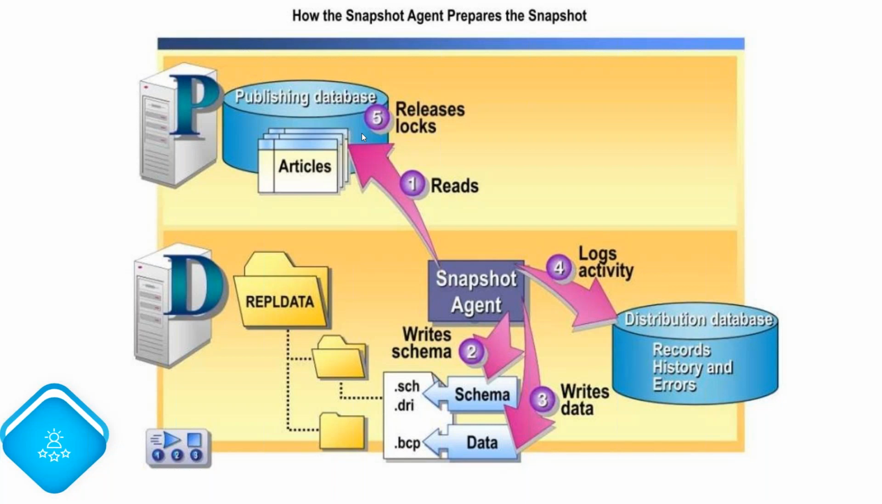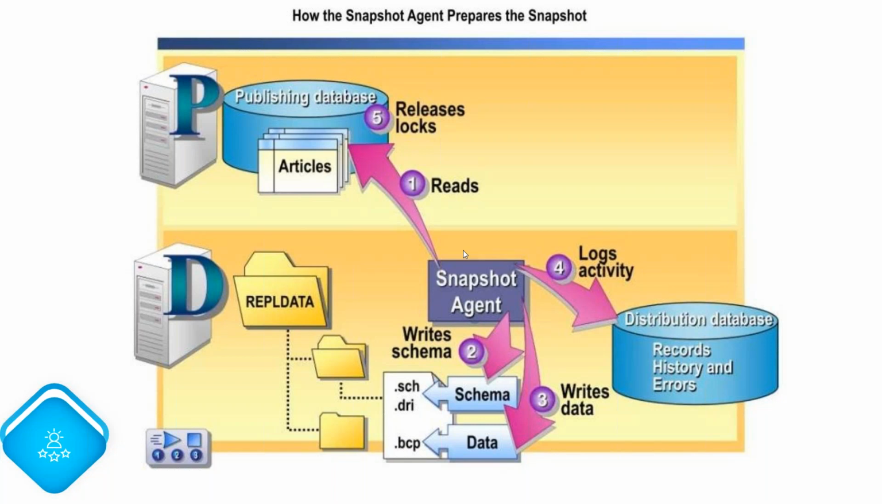It will place a lock, and it will copy into the REPL data folder: schema, data, pre-scripts, triggers, indexes, constraints. Once it is copied, it will update this information into the distribution database. Once it is done, it will release the lock on that object, sir.